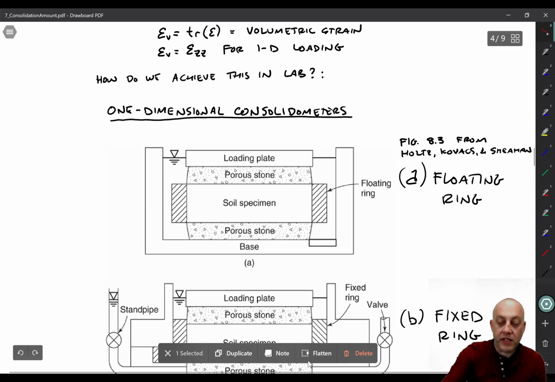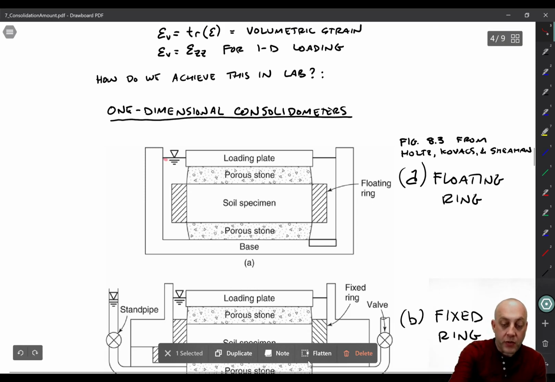The floating ring is not supported by anything. It's held in place because there's horizontal pressure between the soil and the ring. And then there's a porous stone on the bottom and a porous stone on the top that allow free drainage, and then a loading plate up here. You can impose the load vertically on that loading plate, and the soil will settle.